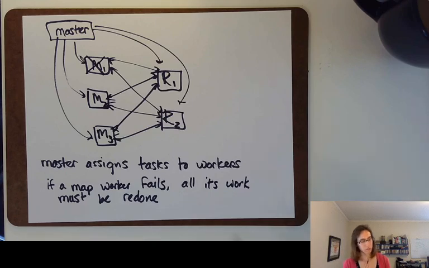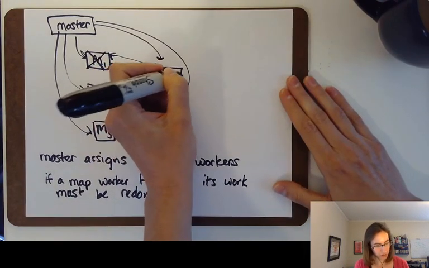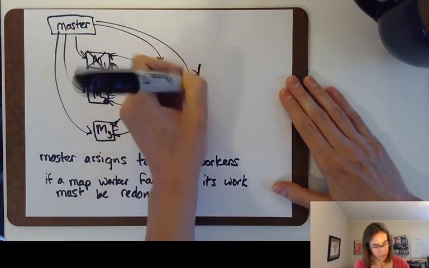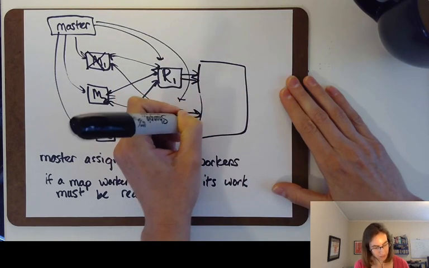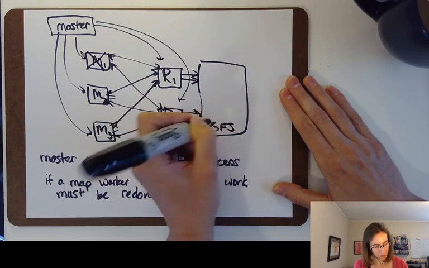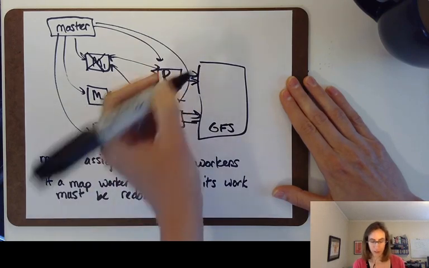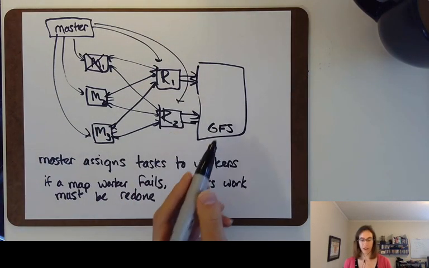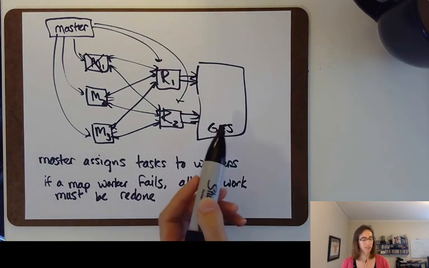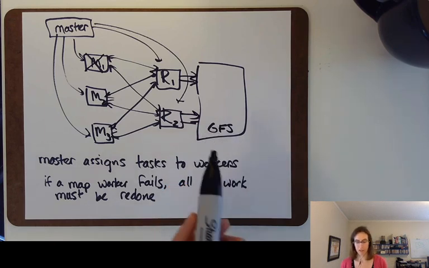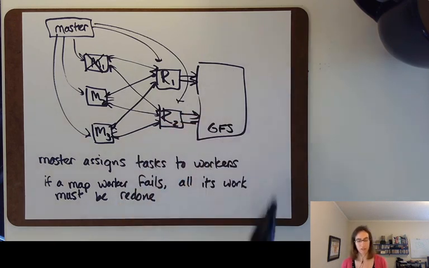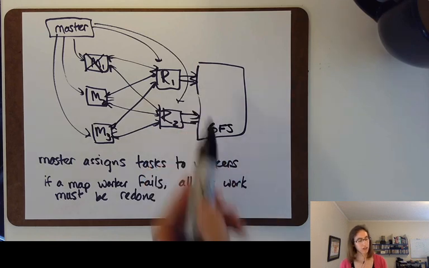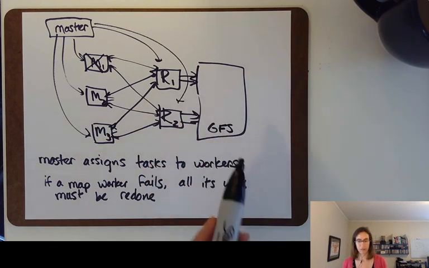Okay, now reduce workers, recall that they actually do store their output on GFS, or whatever distributed file system is being used. So if a reduce worker dies, its tasks don't have to be re-executed. That output is going to be readily available. This is kind of an interesting point, though I'll come back to this later.